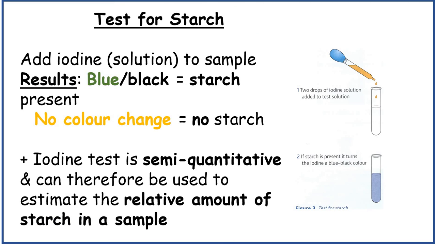And then finally, you need to know the test for starch. For starch, you add iodine solution to the sample, and it goes a blue-black colour. And if it stays brown, it means there's no starch. The iodine test is semi-quantitative and can therefore be used to estimate the relative amount of starch in a sample. So if it goes a really deep blue-black, that means there's a lot of starch. If it only goes slightly blue, it means there's a bit of starch.